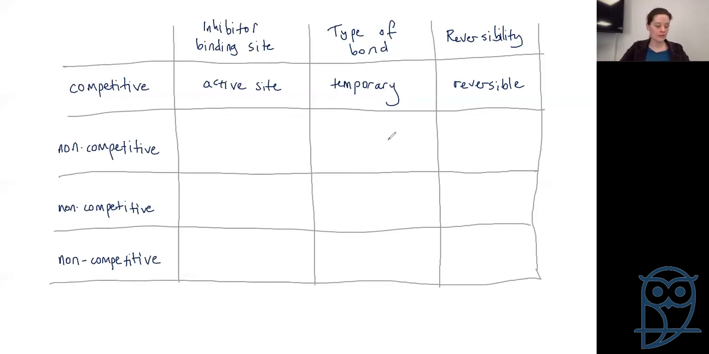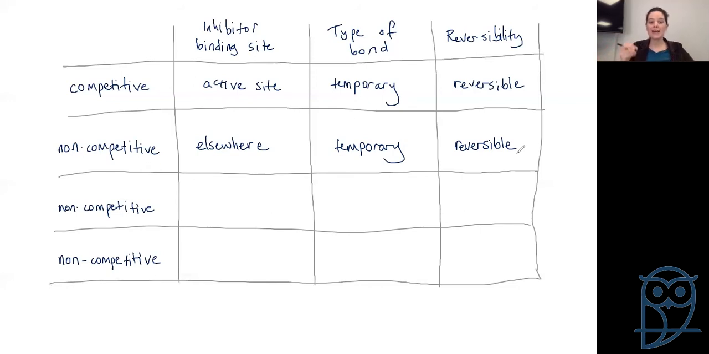For a non-competitive, let's say that we are bonding elsewhere. So not in the active site. If we then have a temporary bond, we have another reversible inhibition. Okay, because it's temporary. So it's not competitive because we're not looking for the active site, the inhibitor and the substrate. The inhibitor is looking for some other piece of the enzyme that it's going to bind to, but it's temporary and therefore it's reversible. So it is something that can be reversed.